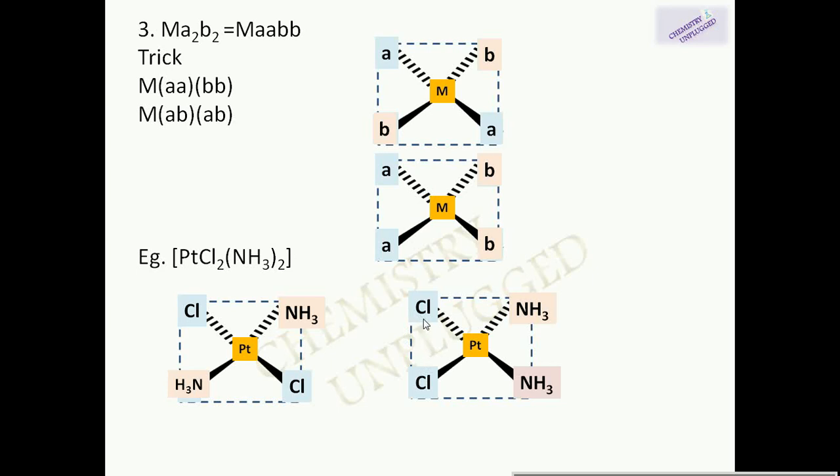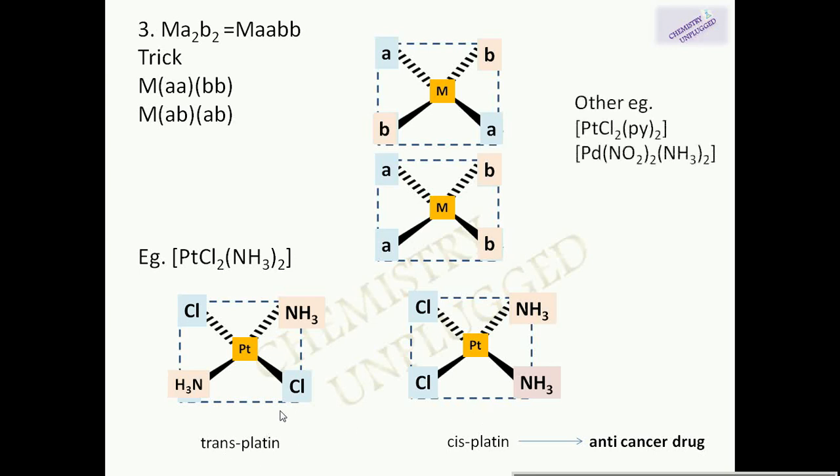Okay, and in the next, Cl and NH3 are trans to each other, and this Cl and NH3 are trans to each other. This position is known as cis and this is known as trans. So this is transplatin and this is cisplatin. Cisplatin is an anti-cancer drug but transplatin is not.